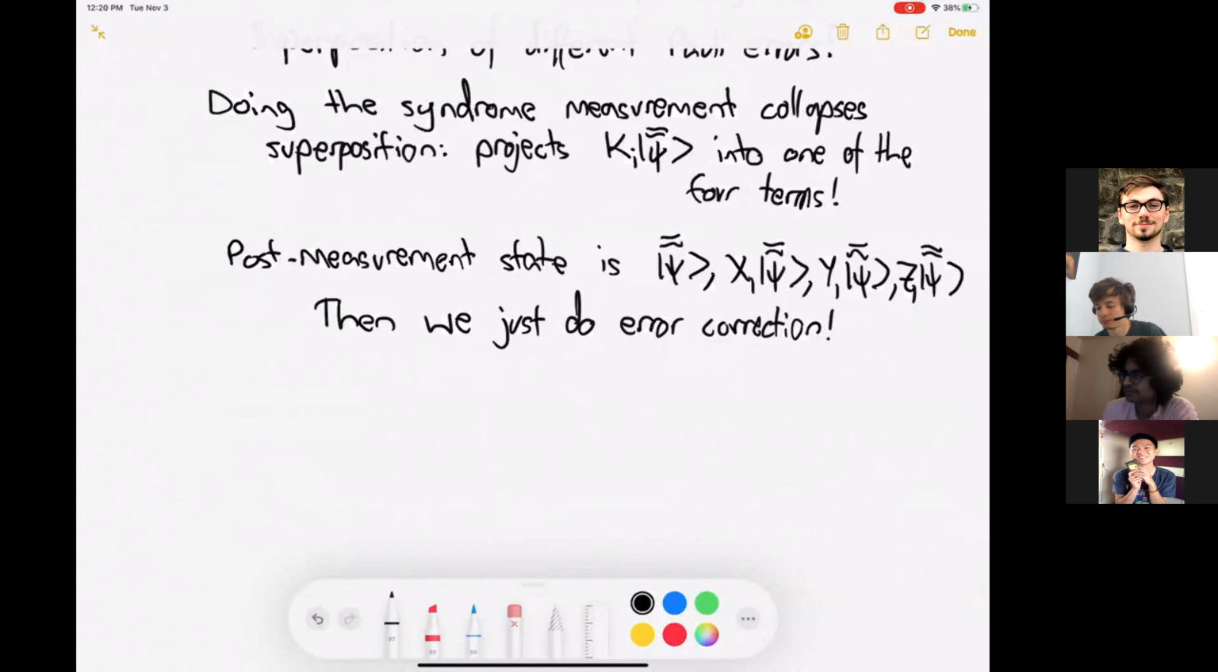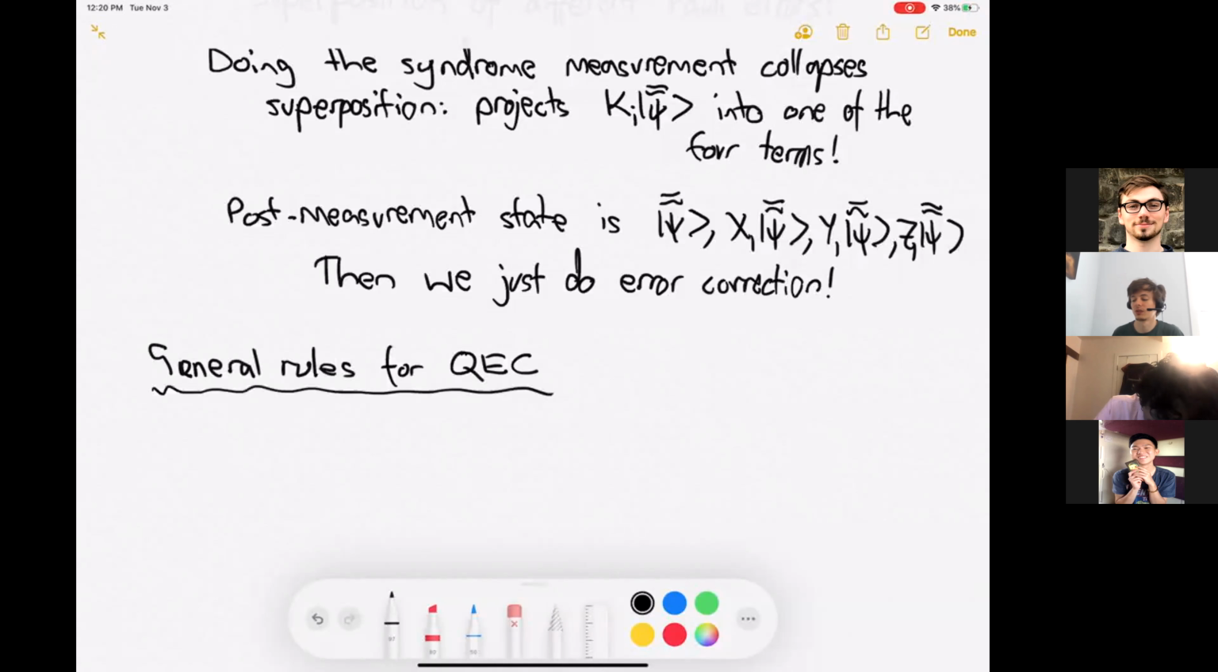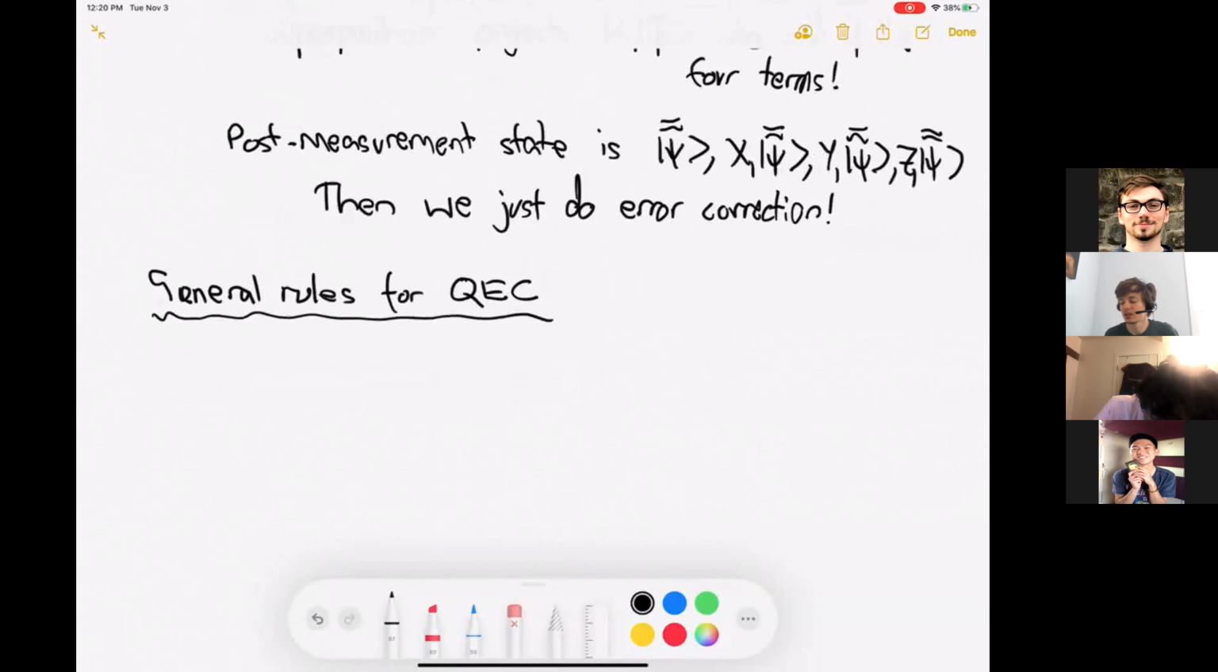Thanks. Okay, awesome, guys. Okay, so final 10, 15 minutes. I want to back away from the very specific example of the Shor code and just talk about general rules for quantum error correction, and sort of the general framework of quantum error correction. So how does this work? Well, in general, we have some set of possible errors.